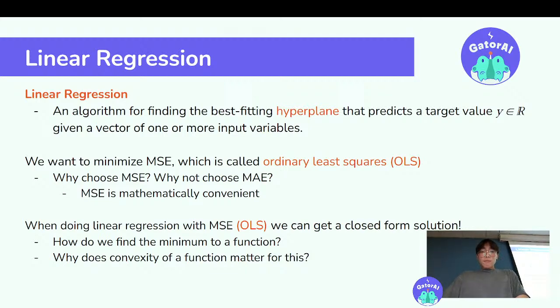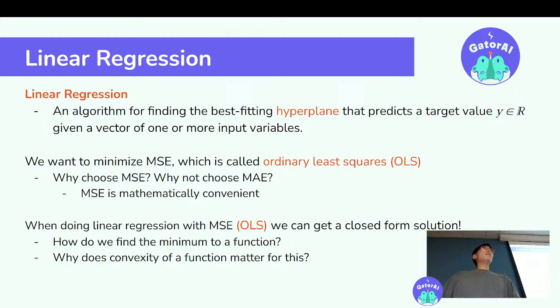When doing linear regression with mean squared error, which is just ordinary least squares, we can actually get a closed form for the solution. What that essentially means is that we can represent the solution, the most optimal parameters for our model, in a finite set of operations. So it's easy for us to see how we can get the parameters here.